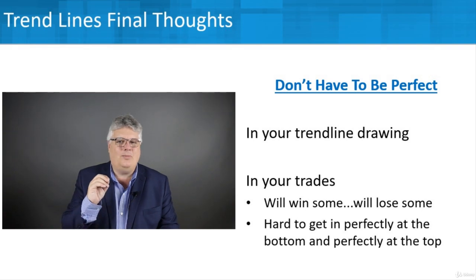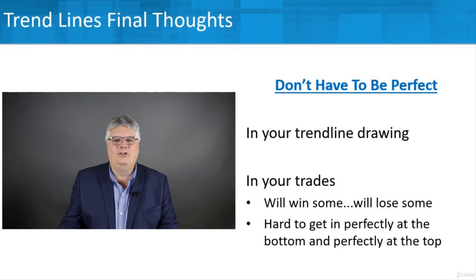And it's hard to get in perfectly at the bottom and perfectly at the top, right? I'm going to say hard. Let's say it's impossible to do that consistently. But the idea is you're getting in close enough towards the bottom and close enough to the top that you're making that profit in between, and you're using your trend lines to help you do that.